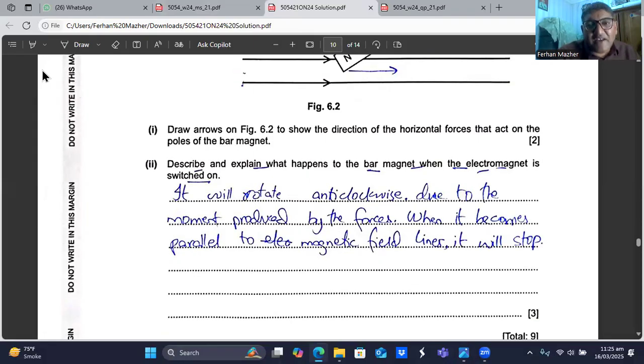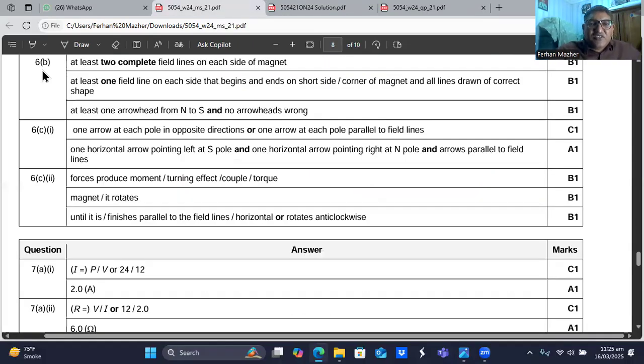It will rotate anti-clockwise due to the moment provided by the forces. When it becomes parallel to the magnetic field lines, it will stop. So it's a 3 marks question. Let's see what the marking scheme says. Forces produce moment, turning effect, couple or torque. Magnet rotates until it finishes parallel to the field line, horizontal and anti-clockwise.